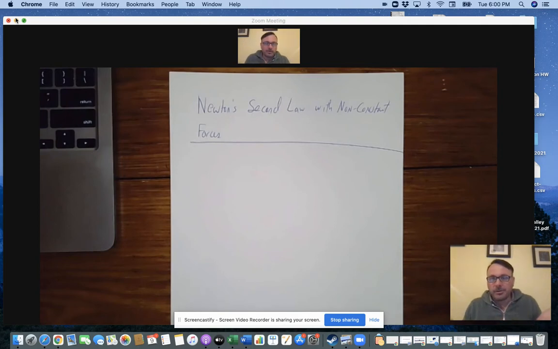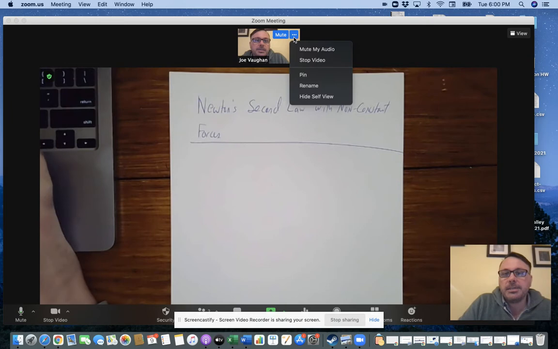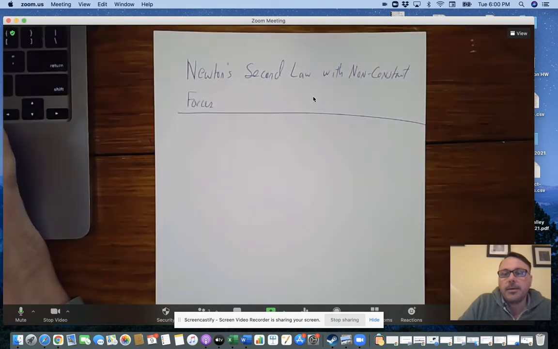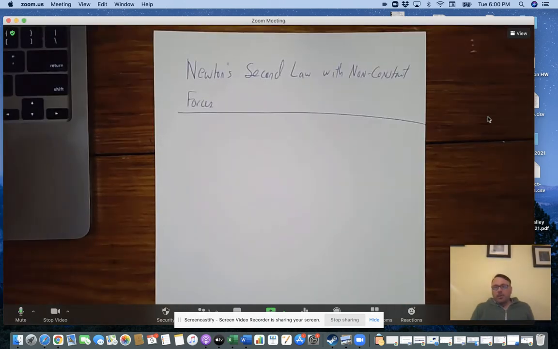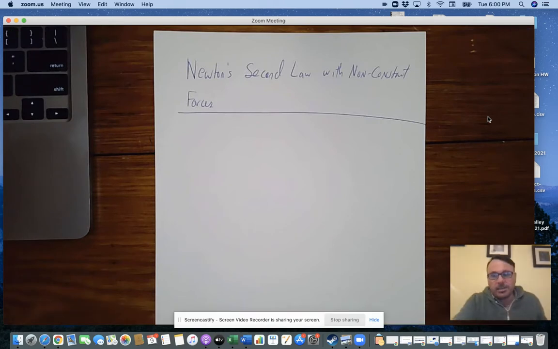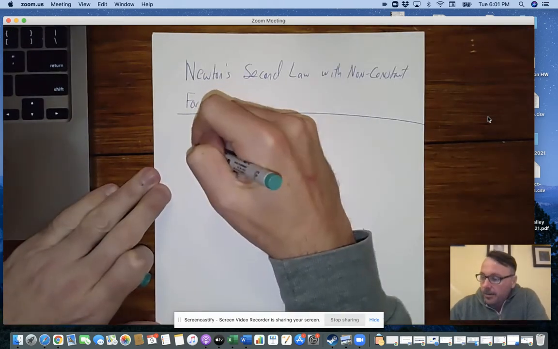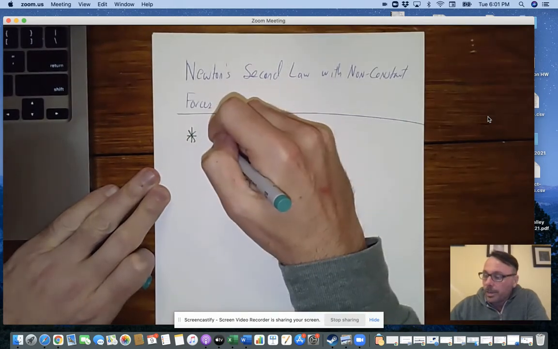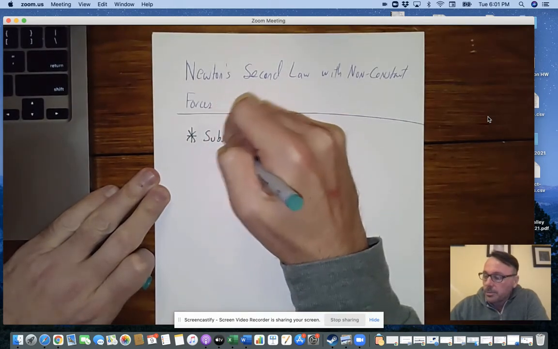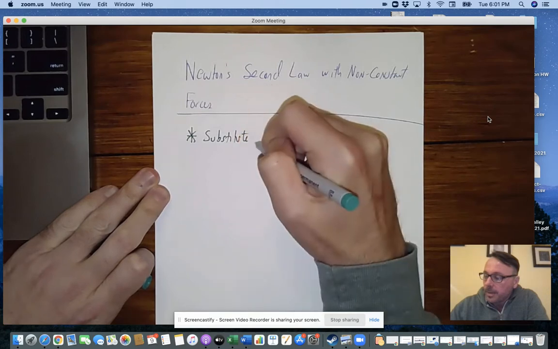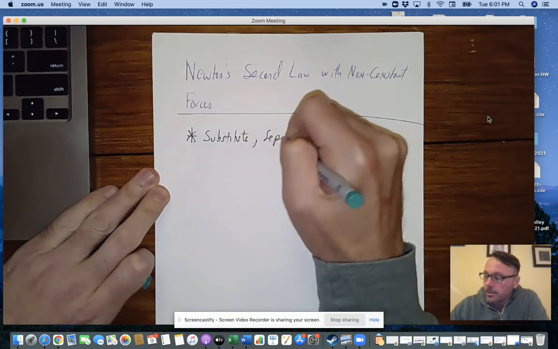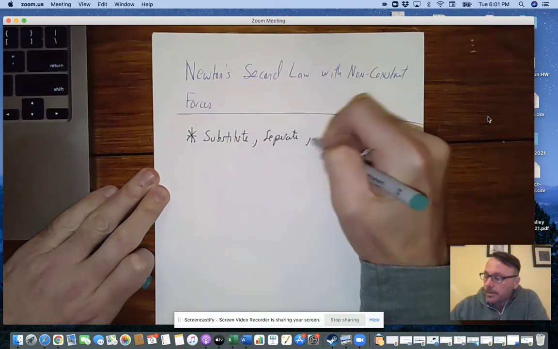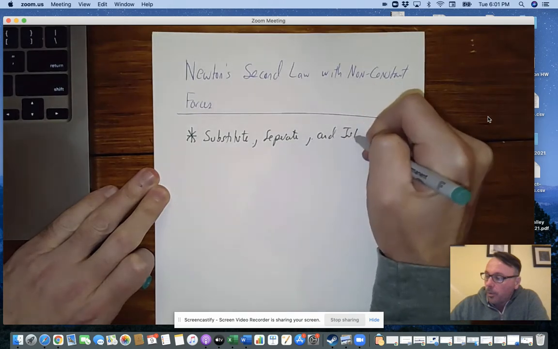So here's our topic. The last topic we have in chapter 6 is going to be this notion of Newton's second law with non-constant forces. As we discussed, the entire thing that we're going to be doing here is getting to the point where we can do our substitute, separate, and integrate. That's our goal.